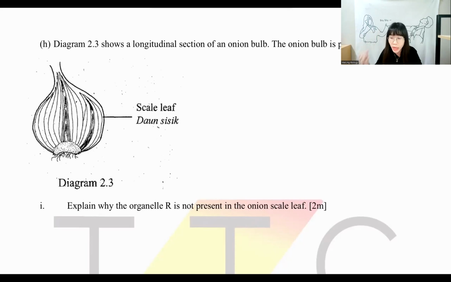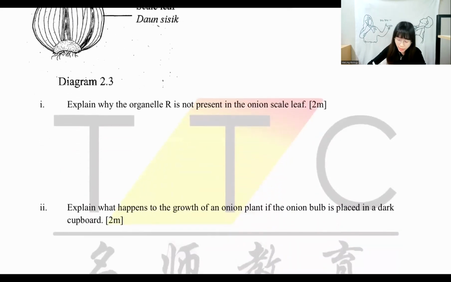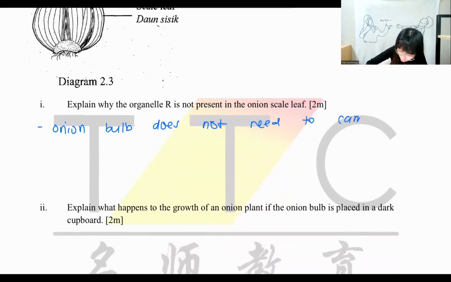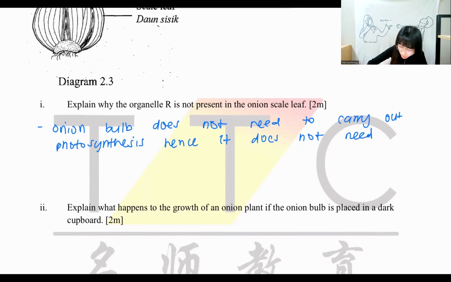All of the onion bulb is used to store food. The food will be used during germination. If they want to form a leaf, the food comes from the onion bulb. So they will use the food that's stored in the onion bulb to carry out germination, and then they will form a leaf. Leaf has to be green color because leaf is the one that carry out photosynthesis. So to explain your answer, you can say that onion bulb does not need to carry out photosynthesis. Hence, it does not need chloroplast.